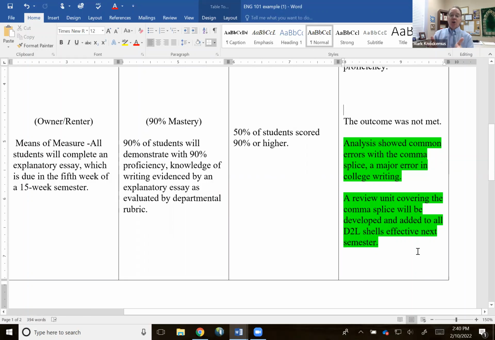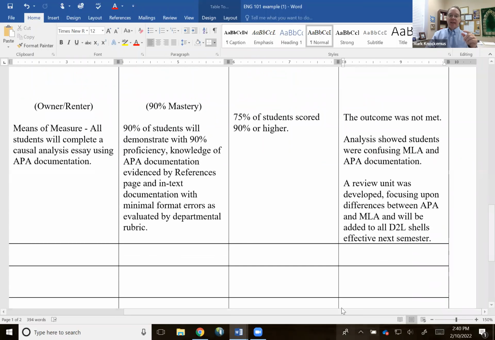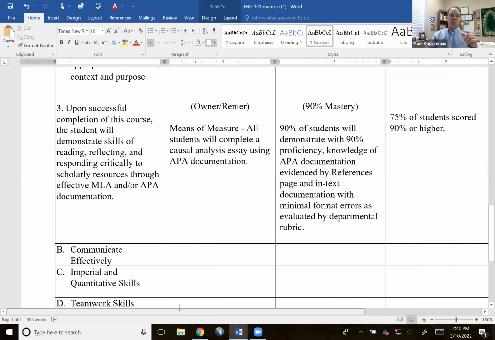So then a review unit covering the comma splice will be developed and added to all D2L shells effective next semester. And this column here again is the most important. This is what we call closing the loop. Without this one, in other words, we found something wrong, what are we going to do about it? If we don't do this, then there's no point in doing anything else.